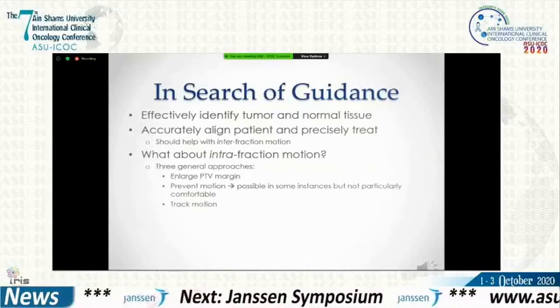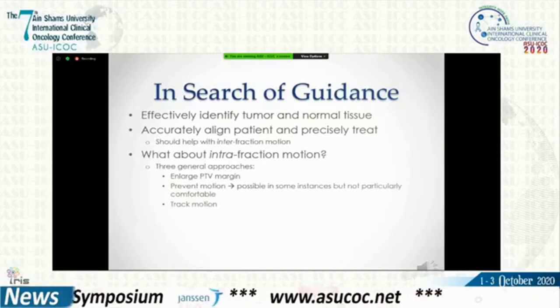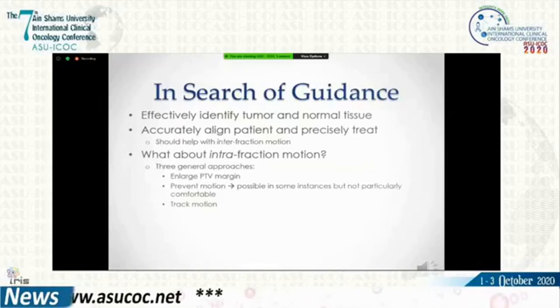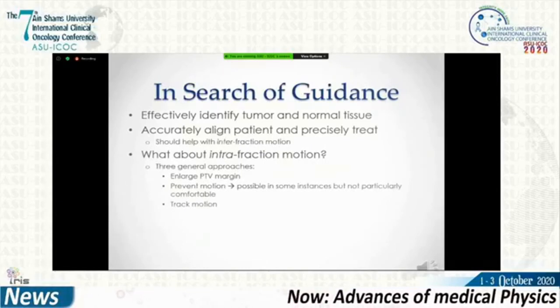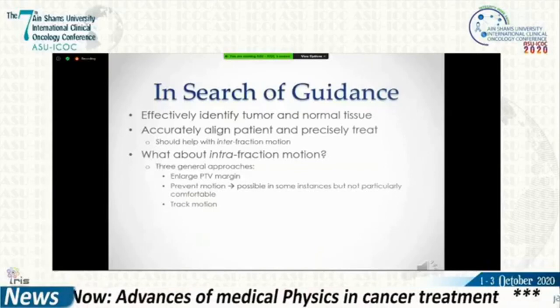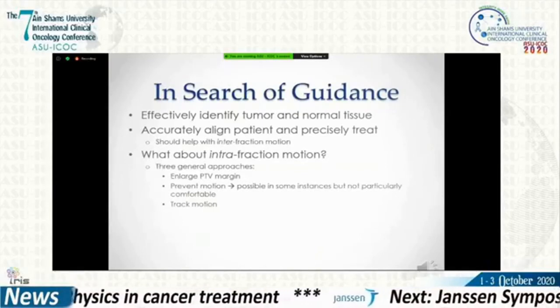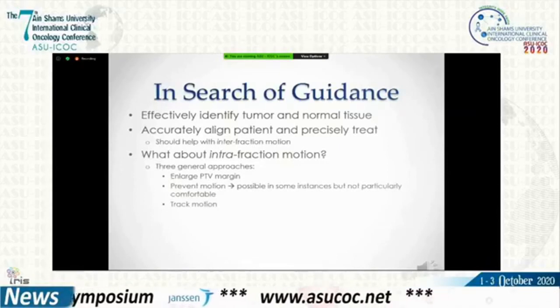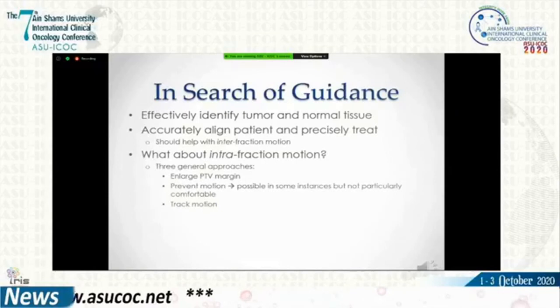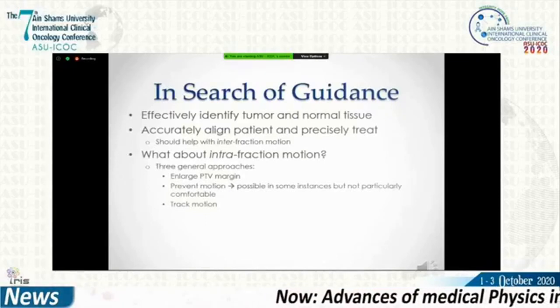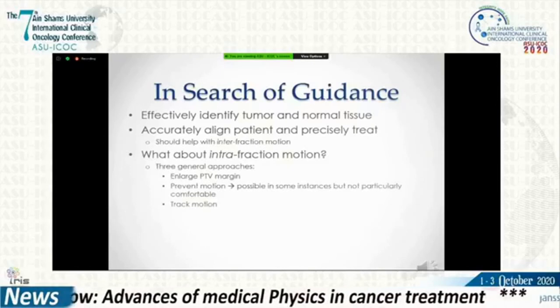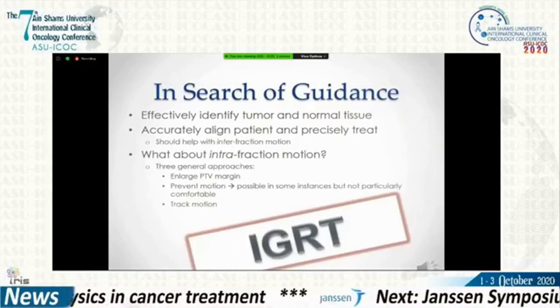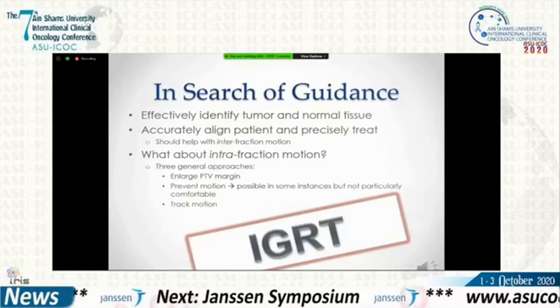All in all, what we are really looking for with this type of guidance is to have the best defined tumors and normal tissue, and to accurately align the patient and treat them with each fraction, which allows us to deal with intrafraction motion. In terms of intrafraction motion, there are three main approaches. Enlarge the PTV margin; prevent motion, that is, stop the motion of the patient, which is possible in some institutes but not particularly comfortable; or track motion as a guide for treatment, so the tumor stays in the beam throughout the treatment. It's like this system, it's image-guided radiotherapy.